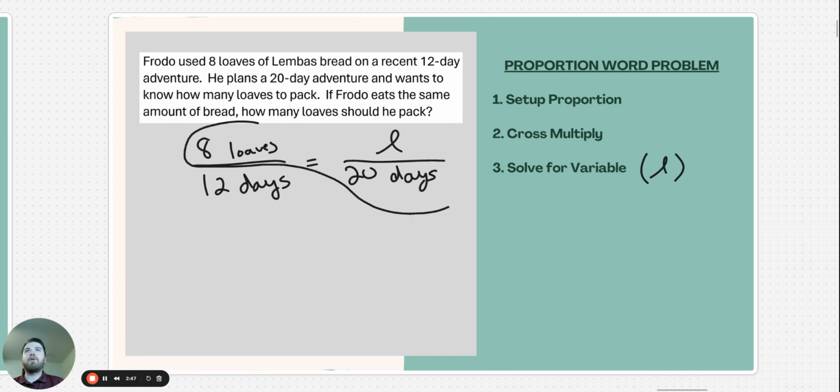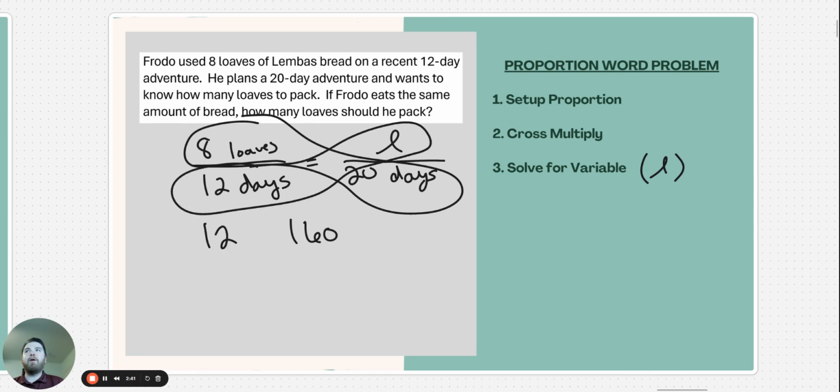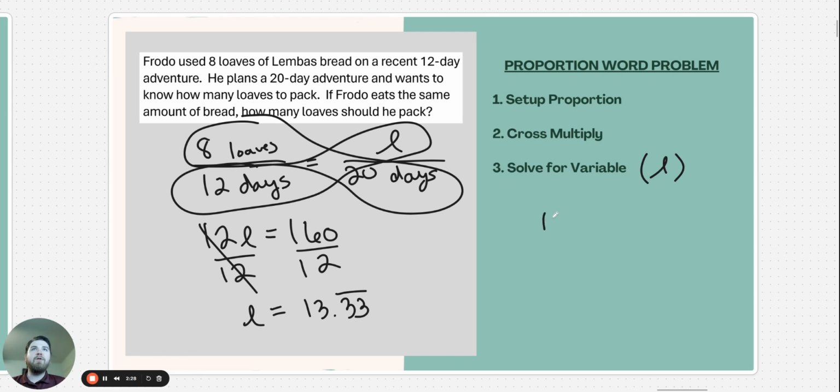So in this case here, we're just going to cross multiply. 8 times 20 is 160. 12 times L is just going to be 12L. And so we're going to solve. Divide by 12 on both sides here. 12s cancel out. I'd get L comes out to be 13.33 repeating is what that comes out to. So the way that you can answer this, you could say 13.33 repeating loaves. That's one way you could say it.